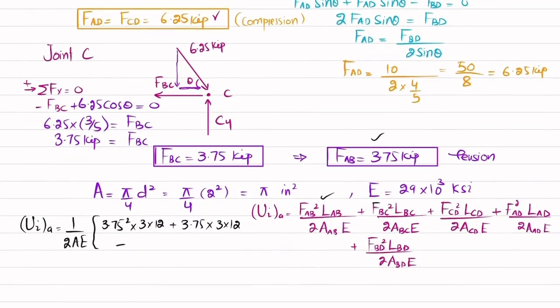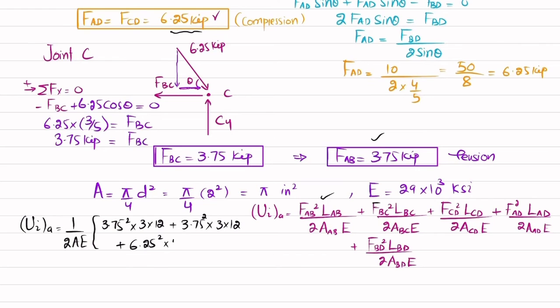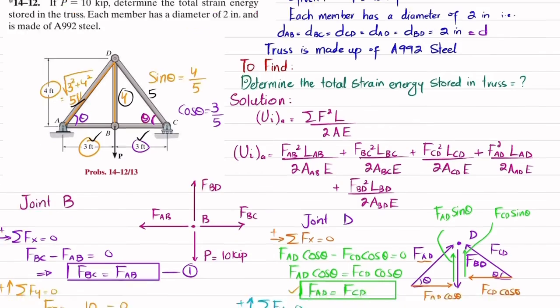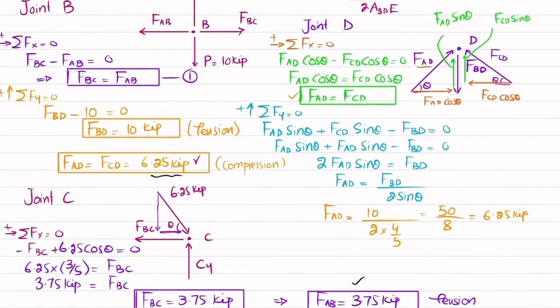Okay. Plus, this is square. FCD is, you can see this is 6.25. So 6.25 square multiplied by length of CD. CD is 5. This is hypotenuse 5. So 5 multiplied by 12. Why 12? We are converting feet into inch. Clear? Plus FAD. FAD is also 6.25. So 6.25 square multiplied by length will be also 5 multiplied by 12. Let me show you FAD. This is also 5. We will left only BD, which is 4. Plus BD. FBD. FBD is this one, 10 kips.